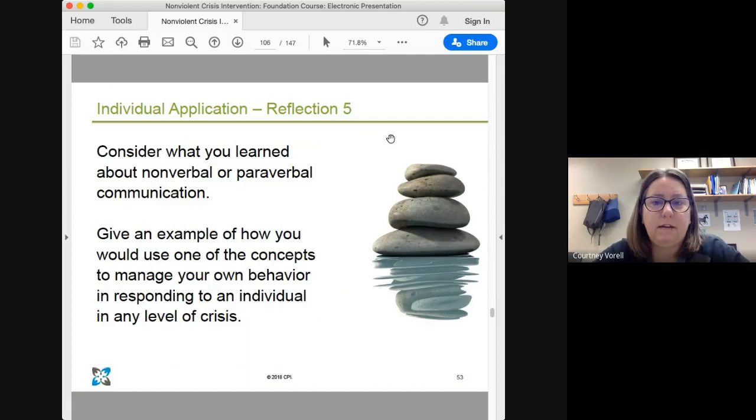We also learned about that nonverbal or paraverbal communication. So maybe something you do among yourselves is to think about how you would use one of those concepts to manage your own behavior in responding to an individual in any level of crisis. We all have different quirks in those areas, so it's good to have that self-knowledge.